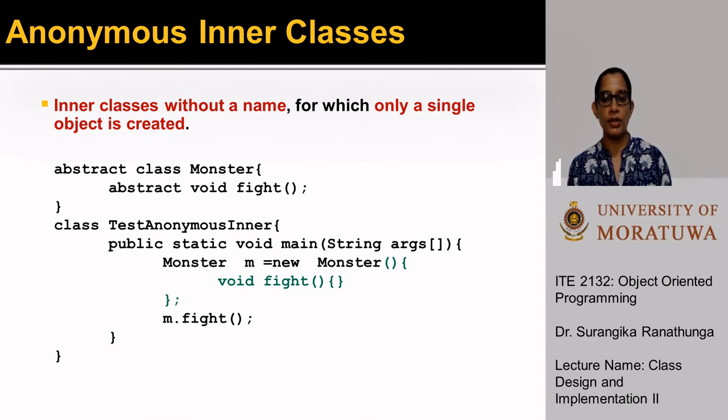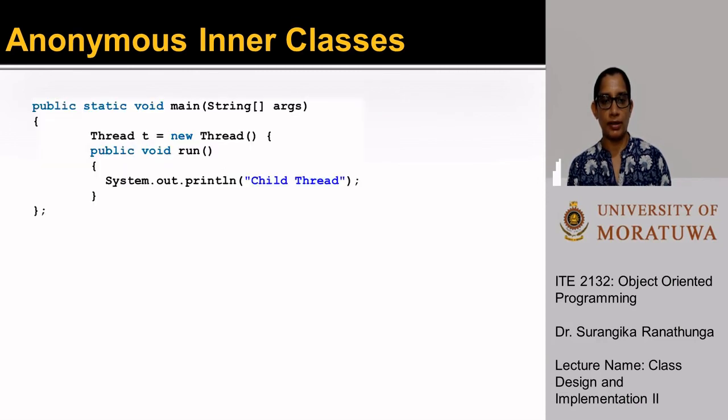Here, as you can see, there is no class name. We just go by the reference to the abstract class. It can be an interface as well, but we are creating an object. After creating that object, you can just use that object through this reference. So here, monster m, this m reference can be used after it has been assigned an object created through this inner class declaration.